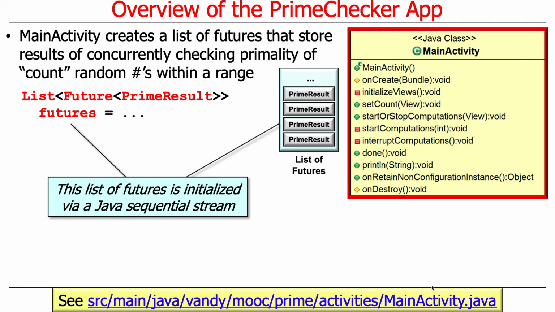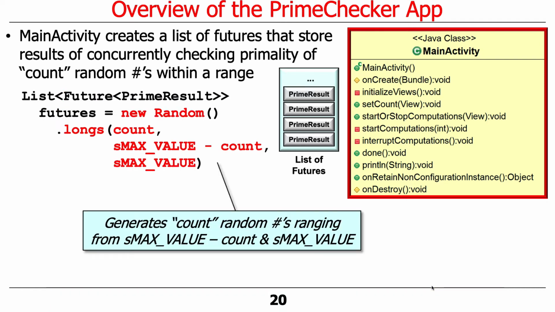So we're going to have a list of futures as a result of the operations we're about to initialize using a Java sequential stream. So we have a list of future to prime result. So here's what it looks like. We make a new random number, and we use that random number to generate a stream of longs of up to count. Count longs will be generated random, and they'll be in the range of S max value minus count to S max value. And S max value is a very large number, like 1 billion or something like that. And that way we will be assured if count is large, we'll end up generating duplicate values in that range. And you'll see why we want duplicate values later.